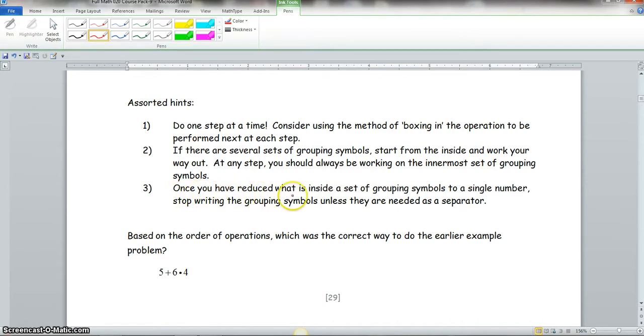Number 3, once you have reduced what is inside a set of grouping symbols to a single number, stop writing the grouping symbols unless they are needed as a separator. Now, based on the order of operations, which was the correct way to do the earlier example problem? Remember, according to the order of operations, which you should have in your course pack with you right now, multiplication is the third step and addition is the fourth step. So we will multiply first. So we will have 5 plus 6 times 4 is 24. So 5 plus 24 is 29. So 29 is the correct answer.